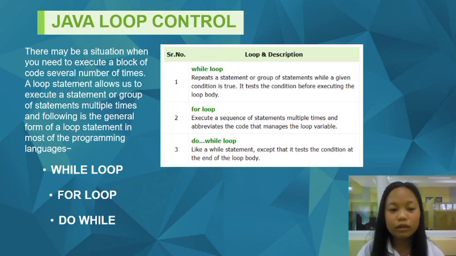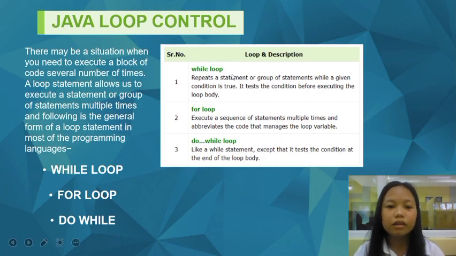These are the while loop, for loop, and do while. The while loop repeats a statement or group of statements while a given condition is true. It tests the condition before executing the loop body. The for loop executes a sequence of statements multiple times and abbreviates the code that manages the loop variable. And the third one is the do while loop, like a while statement, except that it tests the condition at the end of the loop body.